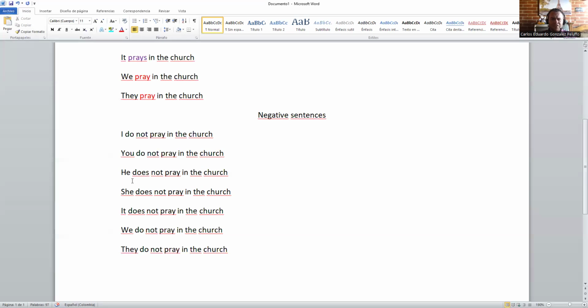The verb doesn't change because we have an auxiliary before it, in this case, does not, do not. If you have used an auxiliary, the verb doesn't change. We don't say that. It's wrong to say, he doesn't prays in the church. We don't say this one. The correct form is, he does not pray in the church.